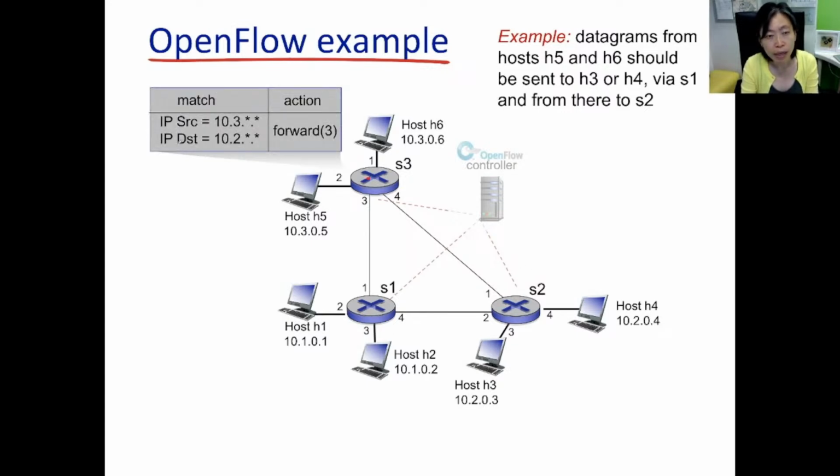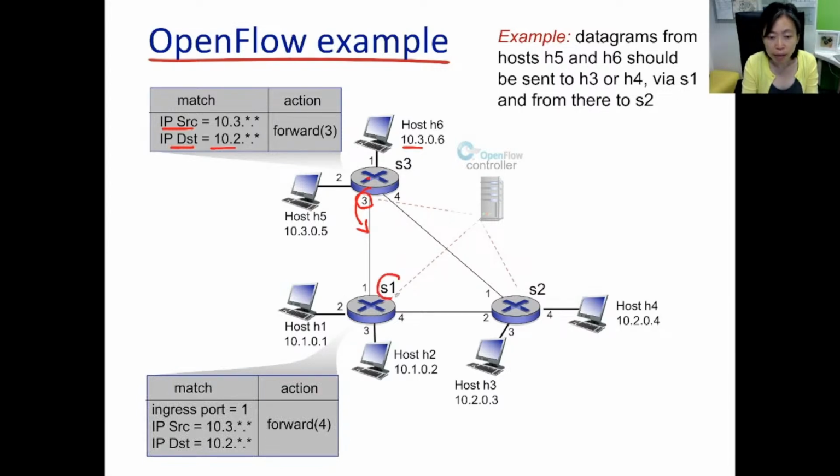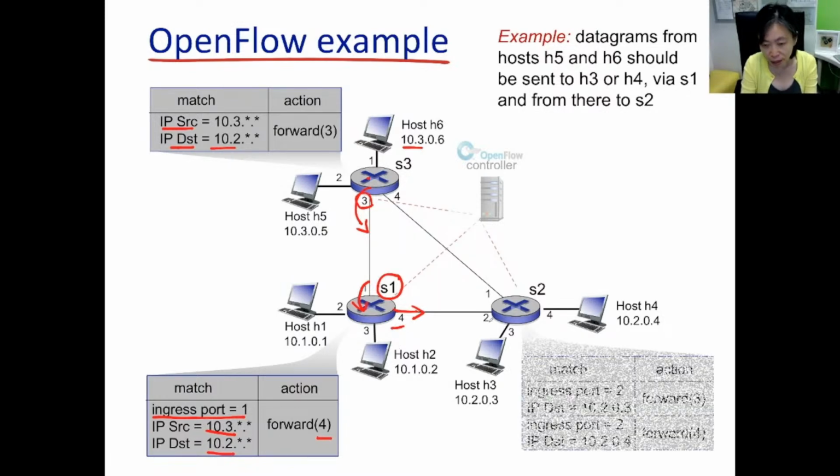And these entries will look like this. Inside S3, the flow entry will look like this: source being from 10.3, destination being to 10.2. That's for the packet on interface 3 here. Now the entry in S1, this router at the bottom, will look like this: if the ingress port is 1, so the incoming port number being 1, source 10.3, destination 10.2, that's forwarded down this interface 4. And then we manually configure the S2 flow entry looking like this: ingress port being 2. So the packet is definitely coming in from here.